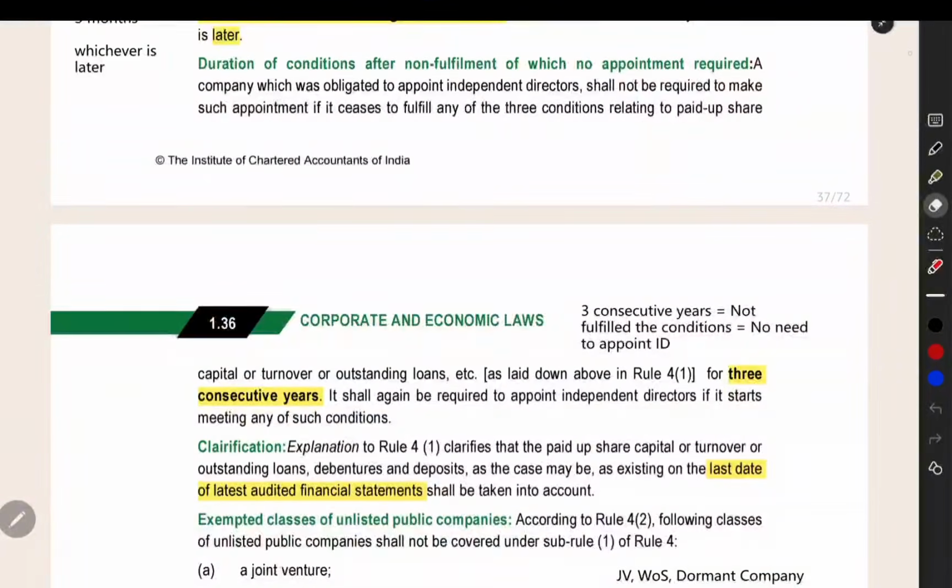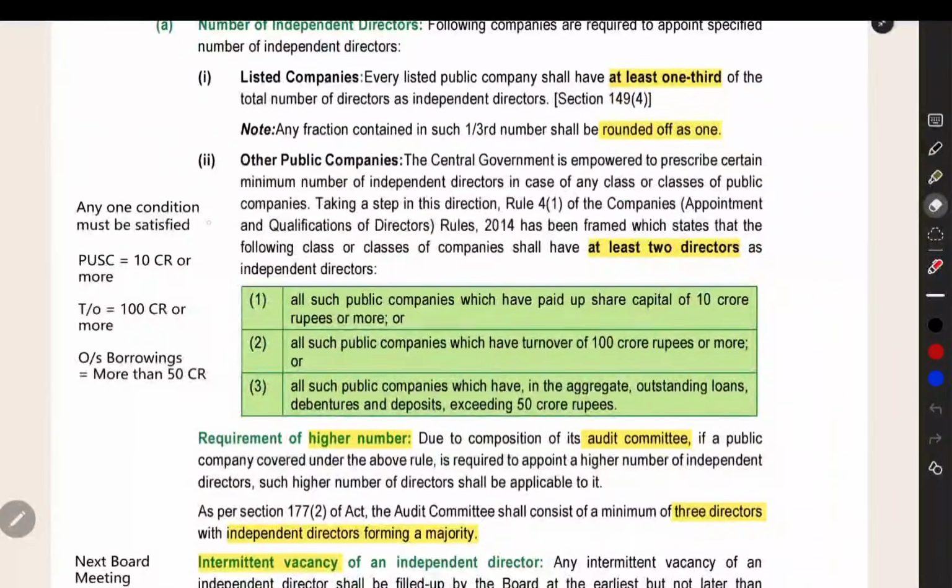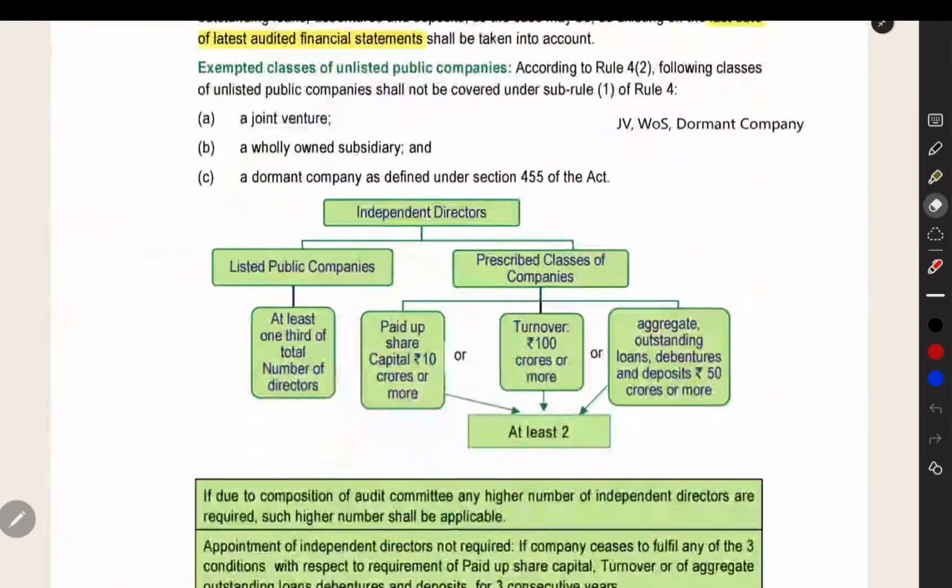Next, if a company does not fulfill these conditions, you are not a listed company, you are another public company, and you are not fulfilling these conditions for 3 consecutive financial years, then you are exempted from appointing an independent director. You need not appoint an independent director.